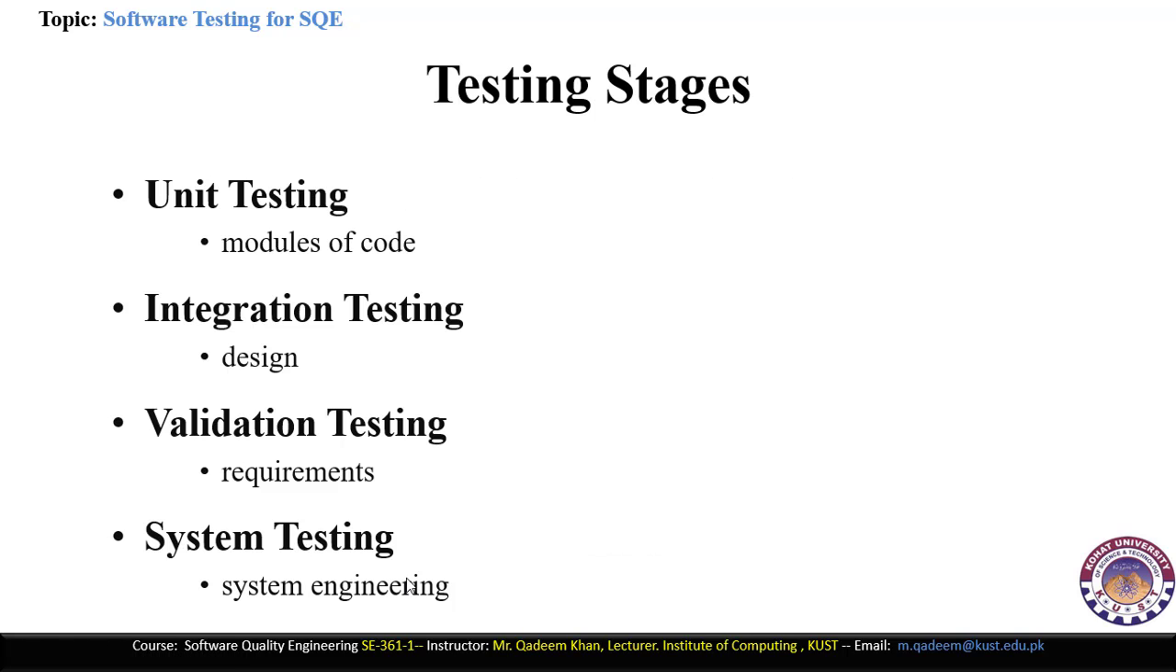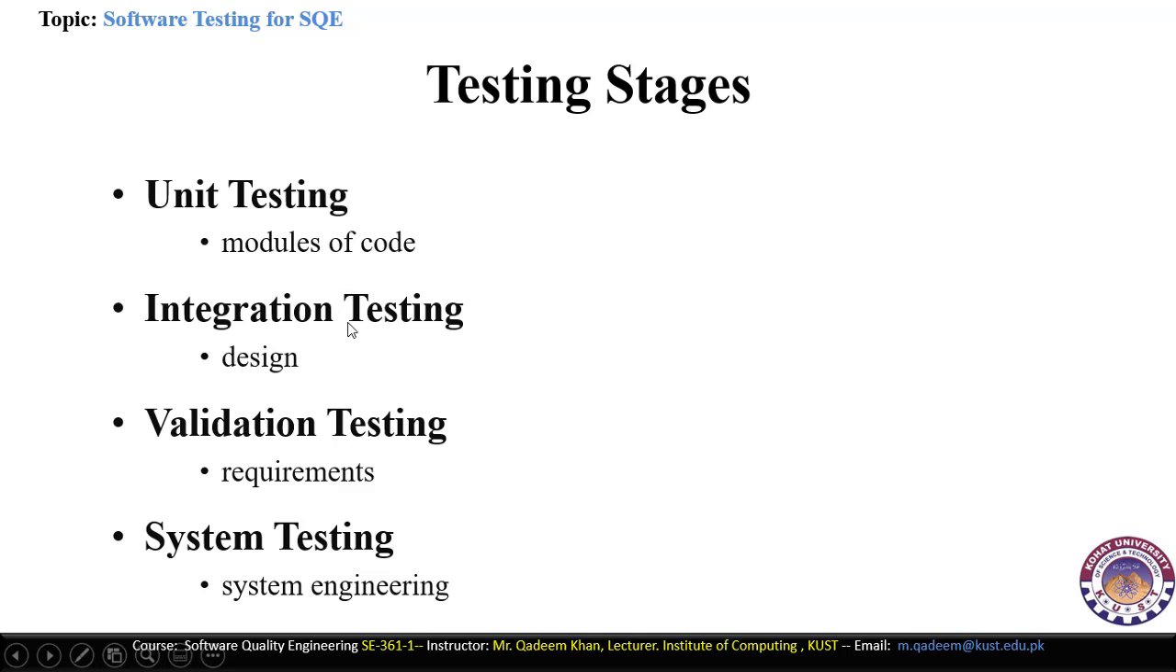Now testing strategies. We have multiple testing strategies here. First one is called unit test, in which the modules of software are tested in isolation. That means module by module testing is called unit testing.